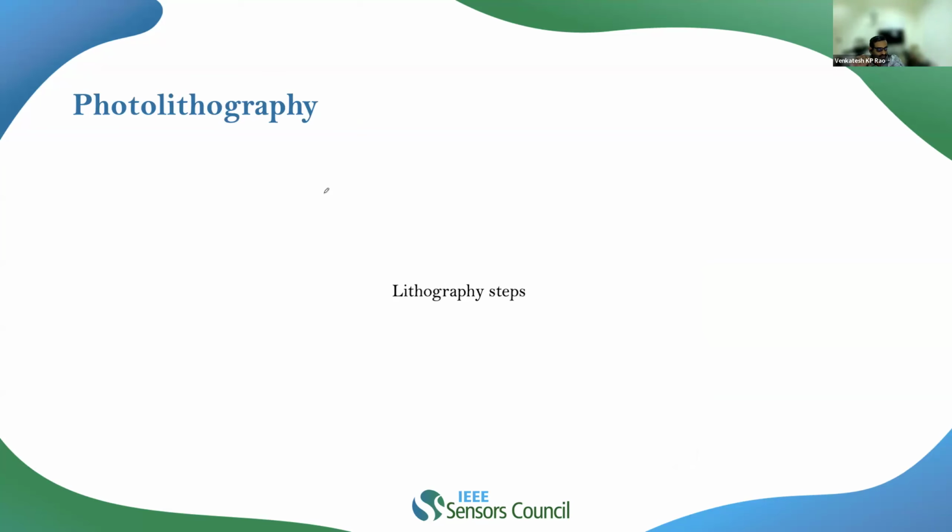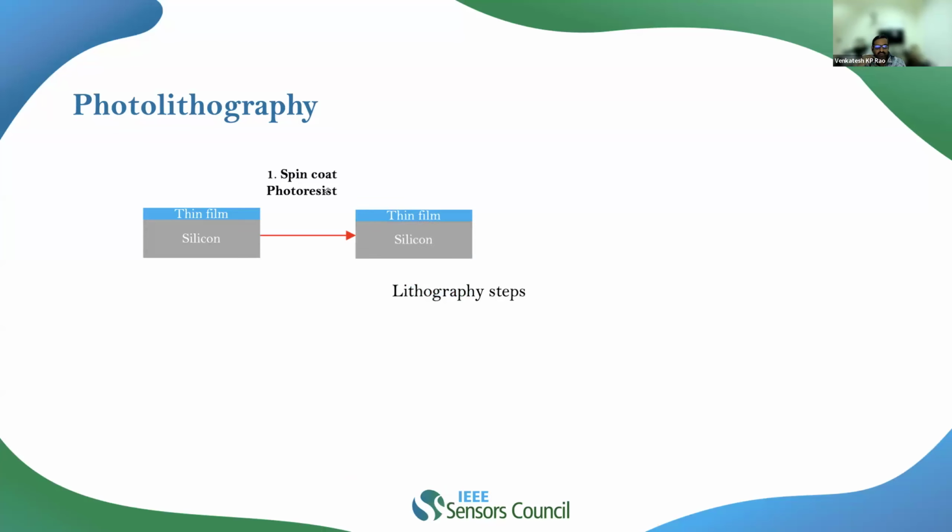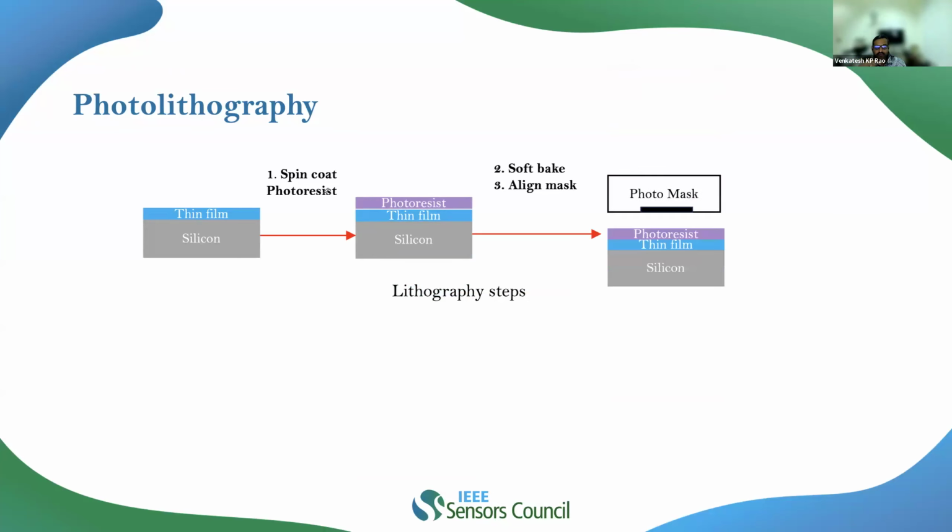So what is a lithography process? If you look at the lithography step, first you start with the silicon wafer, then we deposit a thin film on top of the silicon, and then we spin coat the photoresist. After spin coating the photoresist, we align the mask and do the soft baking. This is the photo mask that I have, and I will align this photo mask.